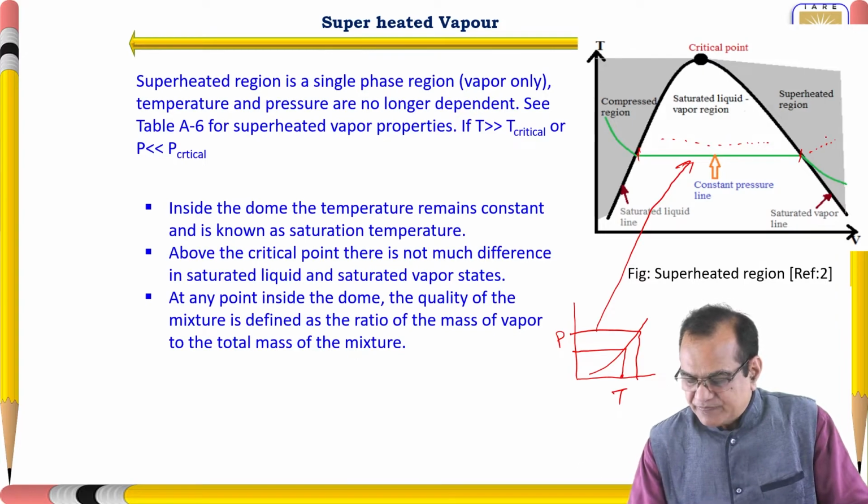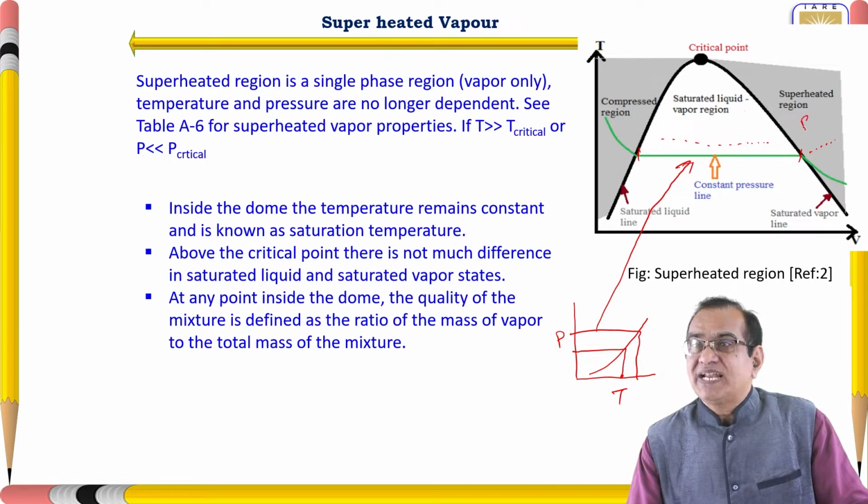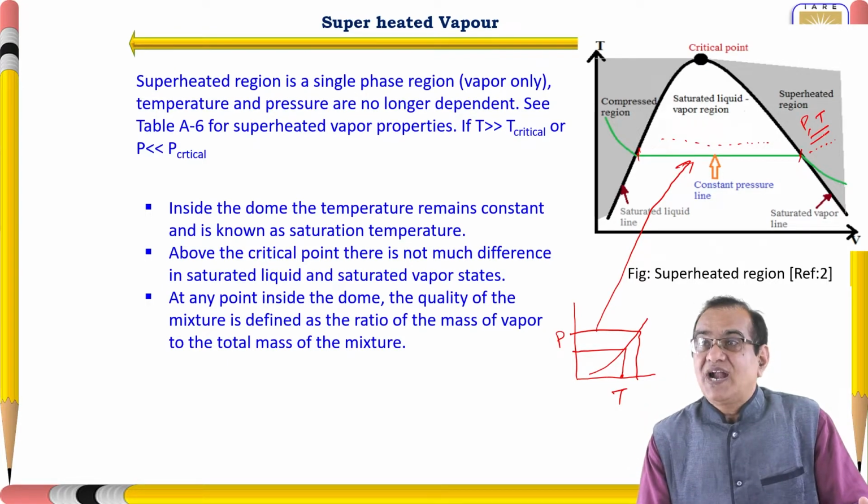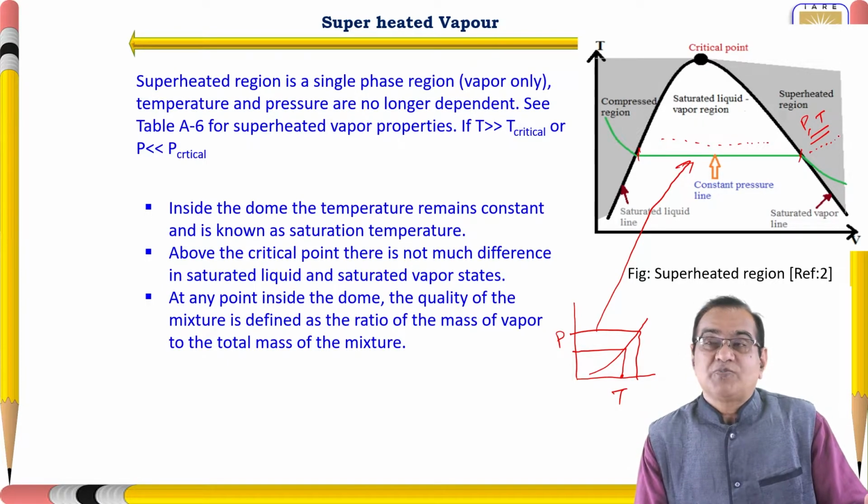But if you go here, we need the pressure and the temperature, both are separate. Both are independent. But here, both are dependent. If you increase the T, P will also increase in the same ratio, just like I have shown here. But this will not be valid in this zone. It is called the superheated zone.